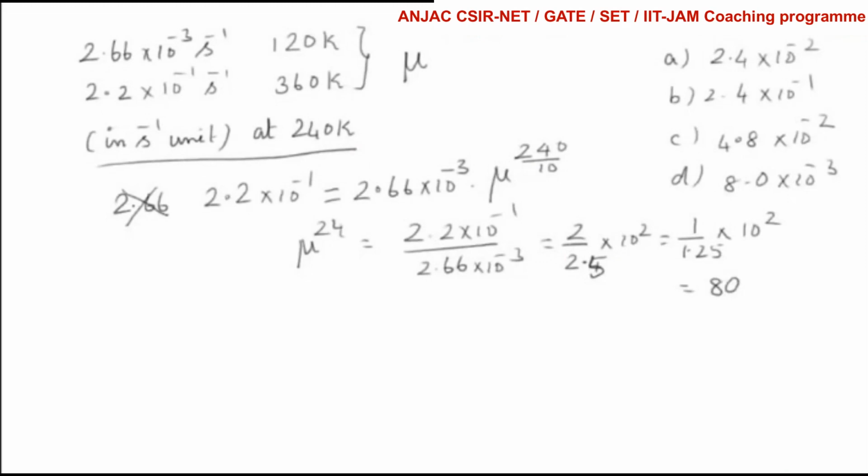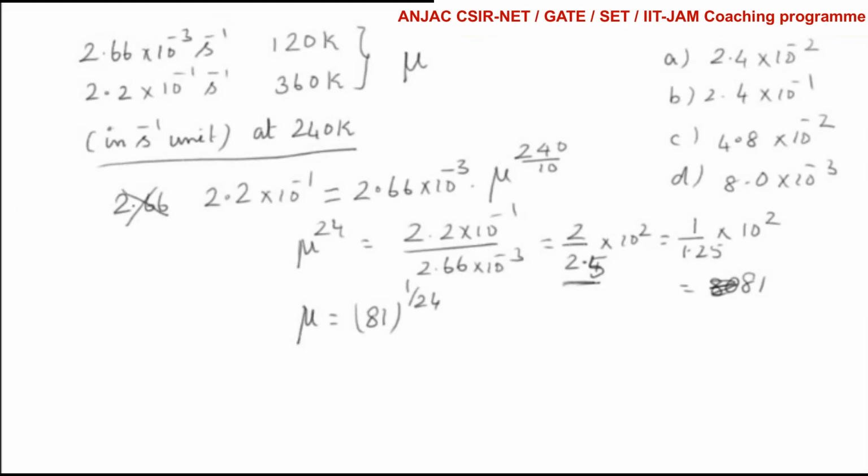But the value is certainly higher than 80, because instead of 2.46, we have written 2.5. The value should be higher than 80, or we can write it as 81 or 82, etc. Now you have found mu power 24 is equal to this one. Therefore, mu is equal to 81 power 1 by 24. Now you have found mu from these two equations.